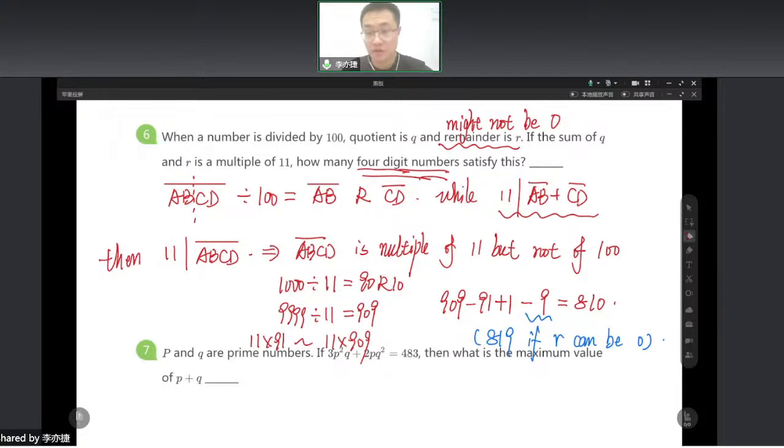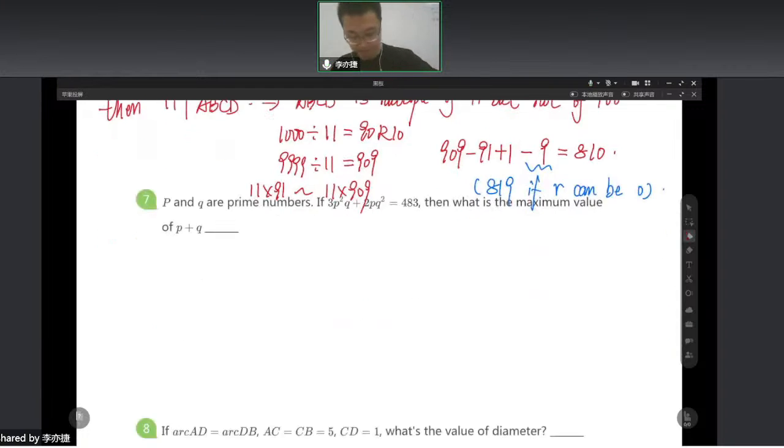I don't know. Normally when we talk about a remainder, the remainder is not 0, right? So if it can be 0, just add this 9 back. Okay.